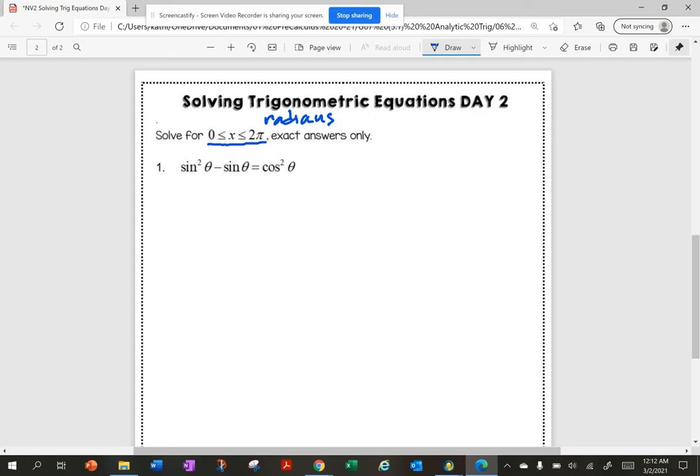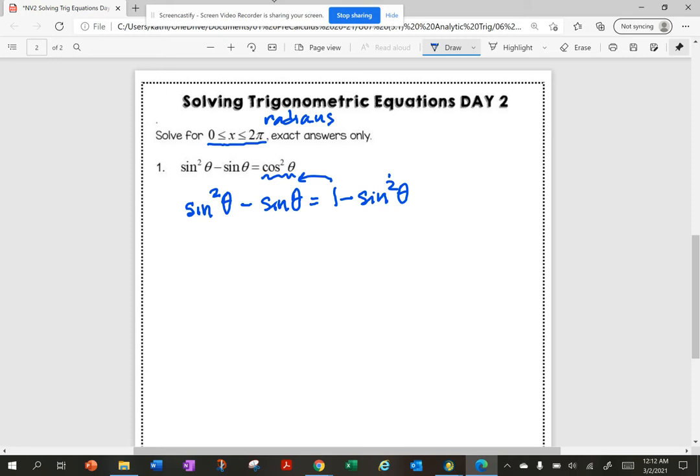All right, so I'm going to substitute cosine squared with the Pythagorean identity 1 minus sine squared. So I have sine squared theta minus sine of theta equals 1 minus sine squared theta. Now I have everything in terms of one trig term.